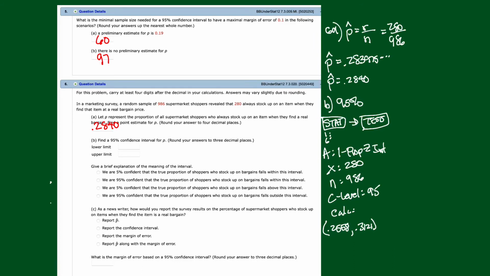So I will report that over here on the left. The lower bound, the lower limit is 0.2558. The upper bound is 0.3121.